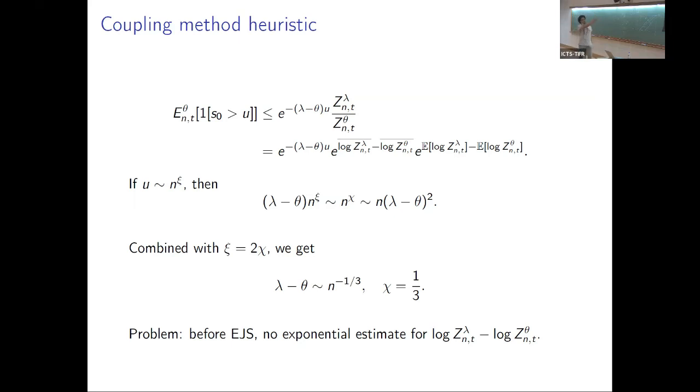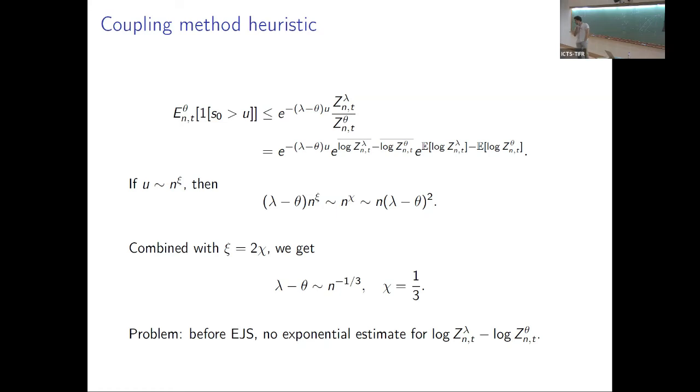Okay, so now how do we finish this? Well, if we want to find the correct order of u, this exponent in the exponential, this is heuristic, but it can be made precise, should be of order little o(1), say it should be of order 1. That means that we're just entering the tail of the distribution of S_CO. So if we just, like physicists, set u equal to n to the ξ, and we try to set these three terms to be equal, and use ξ = 2χ, then we find that the perturbation we should apply to the boundary is λ minus θ of order n to the minus 1/3, and χ is 1/3, and that's it.